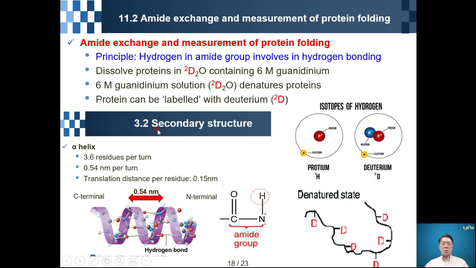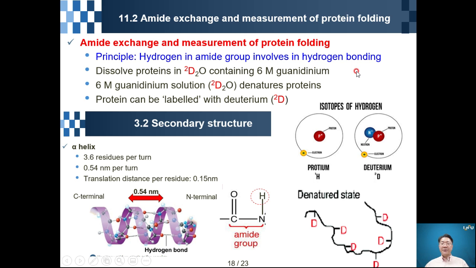Let me show you one example. Previously we learned the secondary structure of the alpha helix. The alpha helix is stabilized by hydrogen bonding between the hydrogen in the amide group and the neighboring oxygen. So this is the hydrogen bonding, where the hydrogen in the amide group is involved.